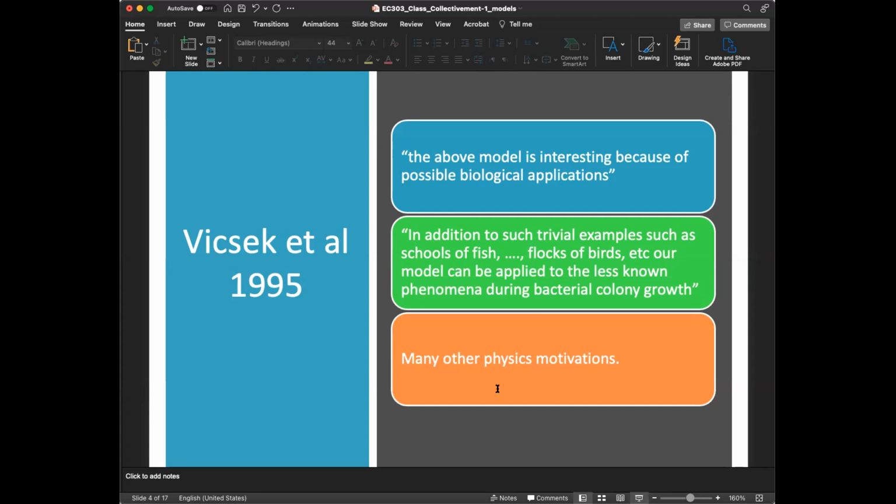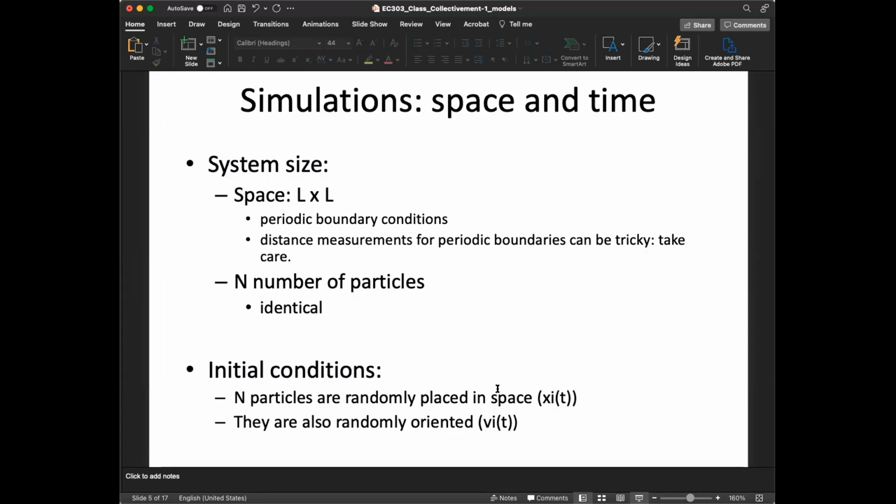So in fact, there's actually an accompanying paper that came around the same time where they really make an attempt to look at bacterial colony growth. That was again one of the very first papers in the field of self-organization and collective behavior. And of course, it also provides many other physics motivations like the transport and clustering phenomena. Okay, so let's see how this paper builds the agent-based model.